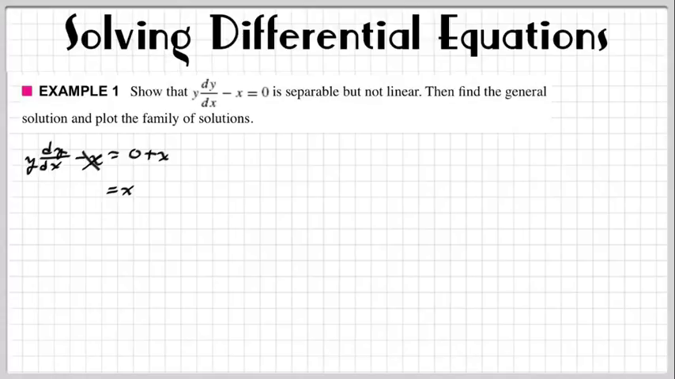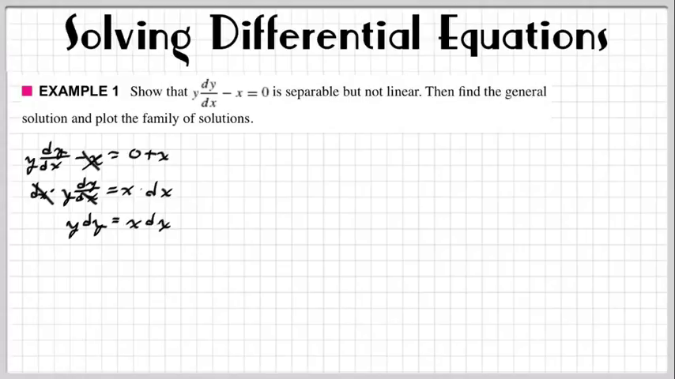So we have an x right here, and on this side we have a y dy over dx. Now, to get the dx over there, it's kind of like we're multiplying by dx, but not really, but we're going to write it anyways. And then we have y dy equals x dx.